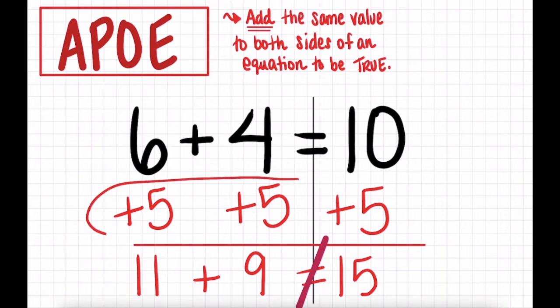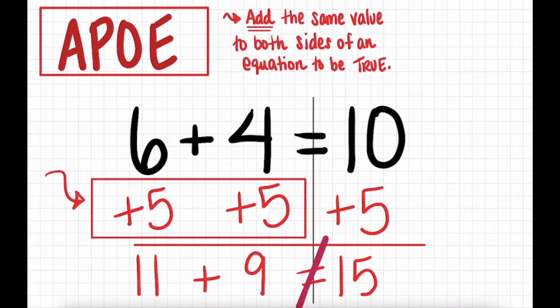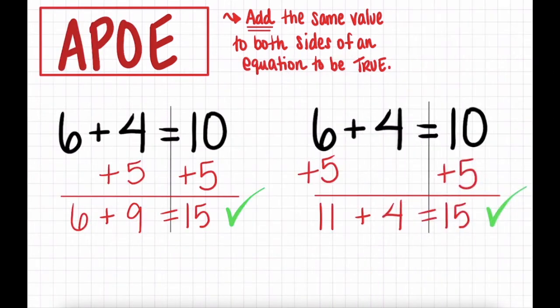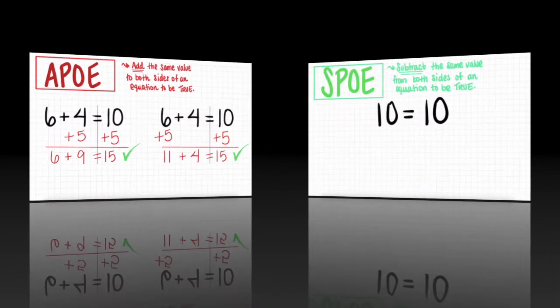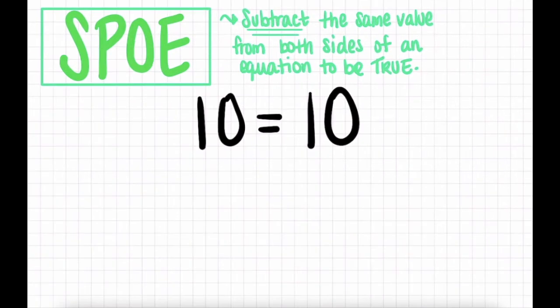When I added 5 twice on the left side, I didn't actually add 5 total. I added 10, because adding 5 and adding another 5 means that I've added 10 now on that side. So when using APOE, or the addition property of equality, only add the same value to both sides, but not to every term. Now we're going to move on to SPOE, or subtraction property of equality.